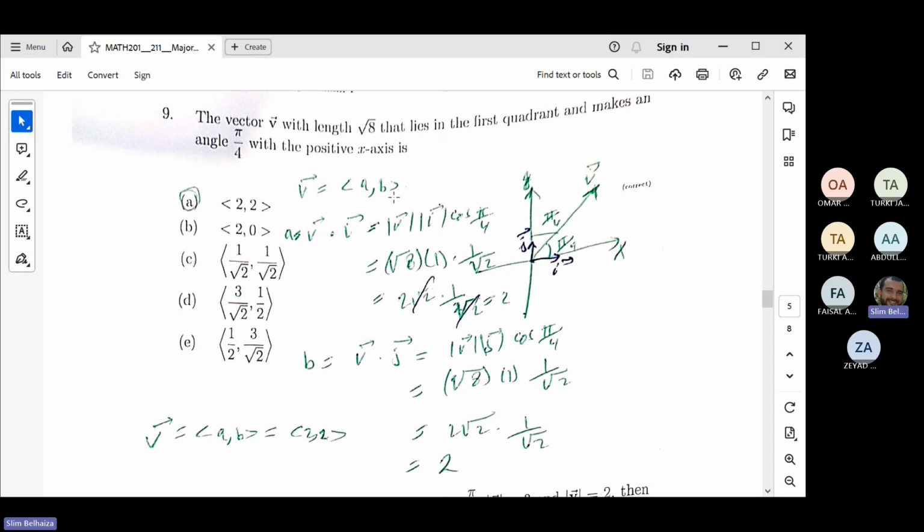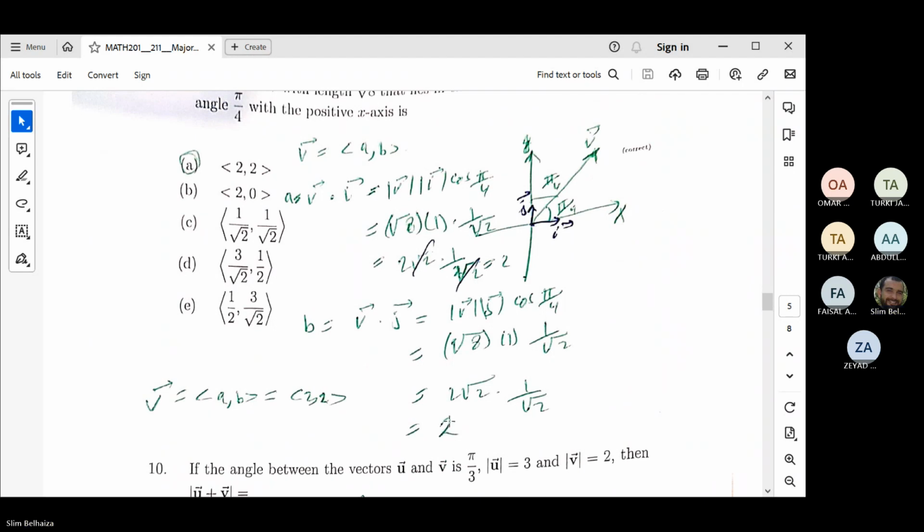What does it mean? The first component a, because of the dot product, when you multiply v by i, you have a times 1 plus b times 0. So the first component, a, is 2. The second component, of course, you need the dot product with j, and here we're going to have also 2. And you can double check that the magnitude here is going to be square root of 4 plus 4, so square root of 8.